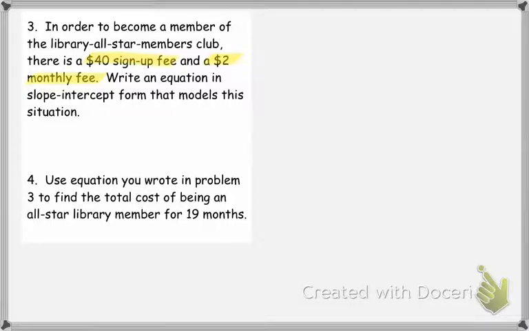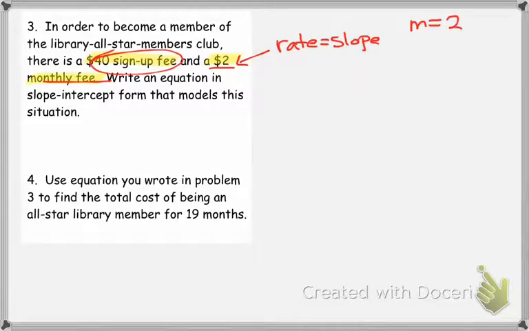So the $2 is our rate, which is our slope, right? So we can put m is equal to 2. And the sign-up fee, you only pay this once, right? The initial, because you only do it one time, is going to be $40. So b is $40, or the y-intercept is $40.